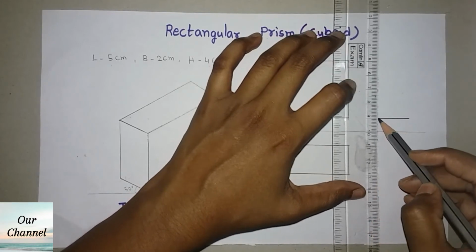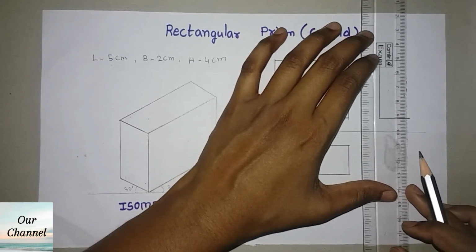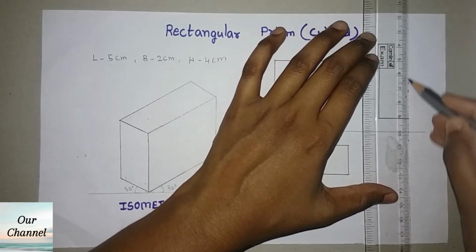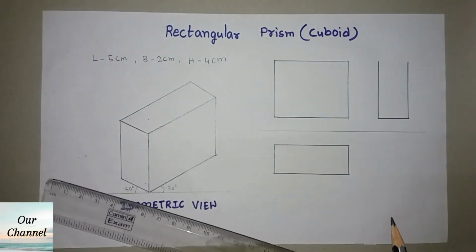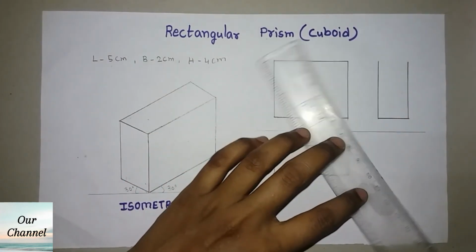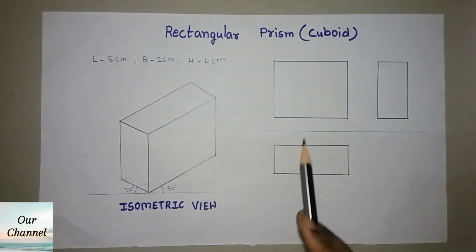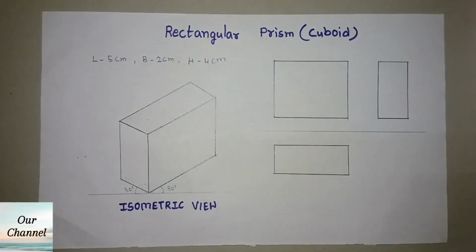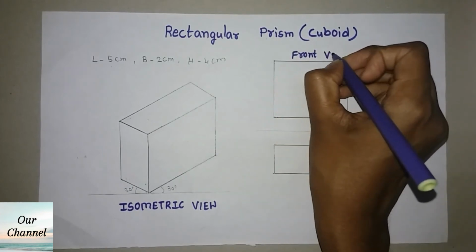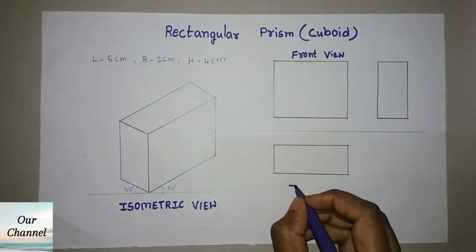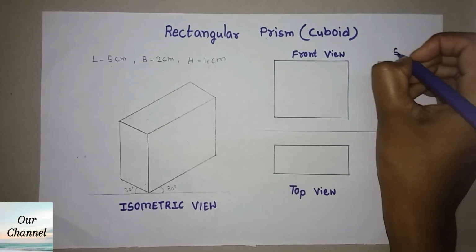If you practice more, you can draw without using a protractor also. It will be easy. So you should practice more to draw these isometric views. So this is our 4 centimeters, and this is 2 centimeters. You can see here, this is our front view. This is the top view. This is the side view.